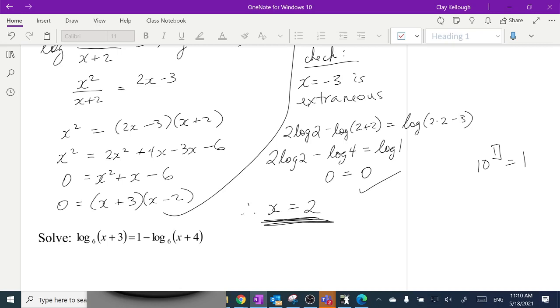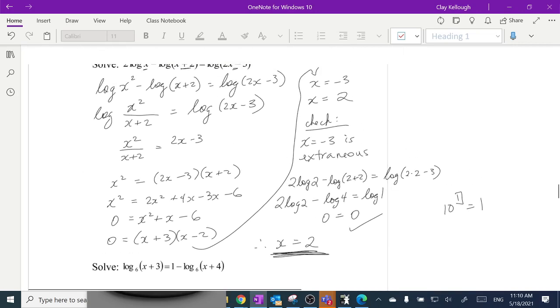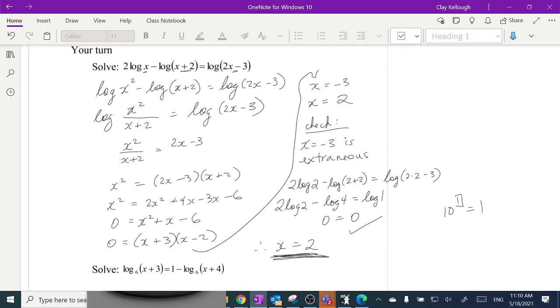Notice it takes an understanding of your log laws. It takes a mastery of grade 11 quadratic algebra, and you even have to kind of understand basic log calculations with a calculator. This is kind of big stuff. This is one of the tougher things we do in grade 12.